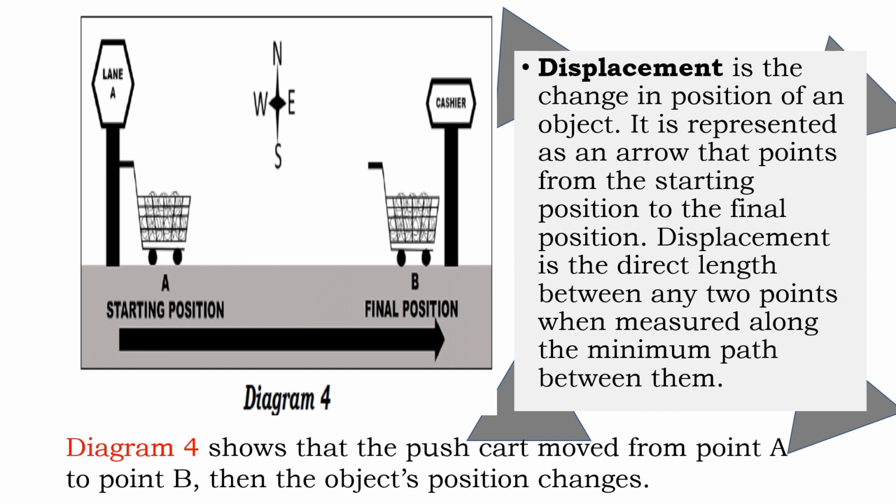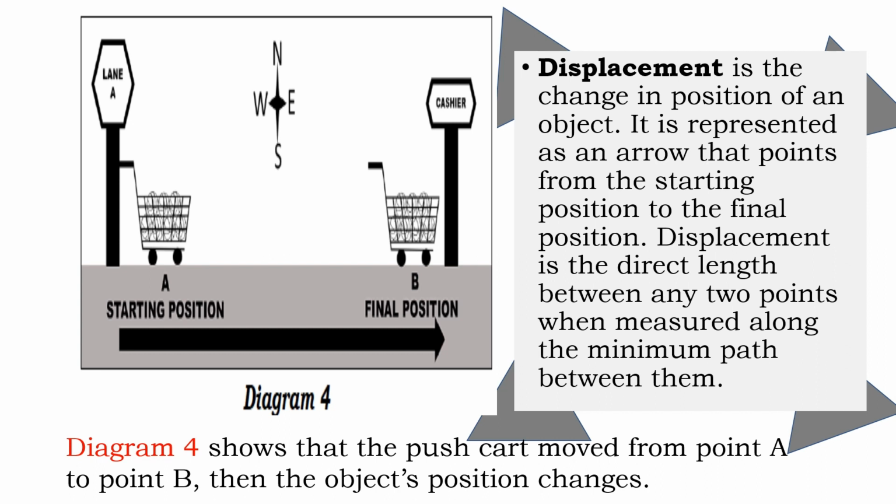However, displacement is the change in position of an object. It is represented as an arrow that points from the starting position to the final position. Displacement is the direct length between any 2 points when measured along the minimum path between them.